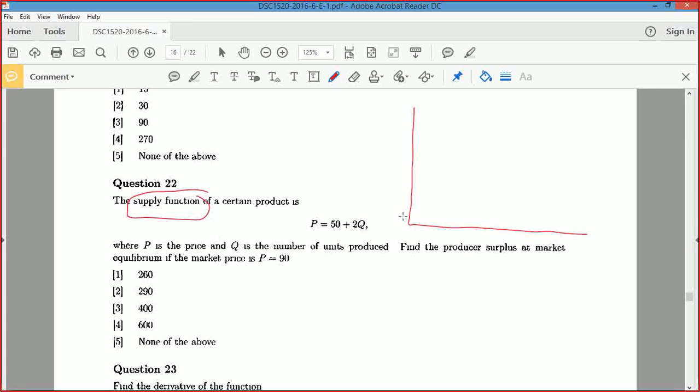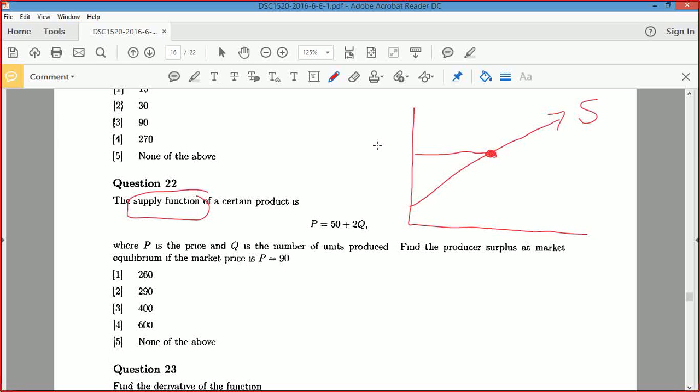Producer surplus. Who produces? The supplier, right? Yes. Okay, equilibrium is going to be P is equal to Q. P equals 90. They said where P is the price and Q is the quantity, find the producer surplus at market equilibrium. Okay, so market equilibrium is going to be somewhere over there, right? Okay, so they want you to find the area under the graph.